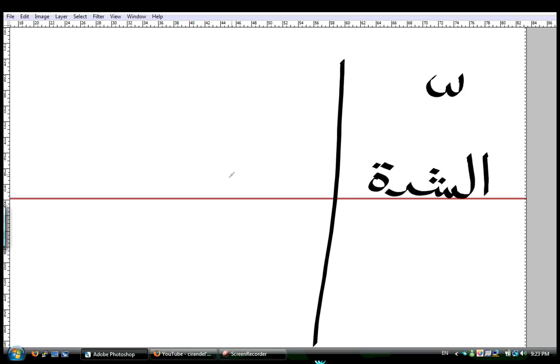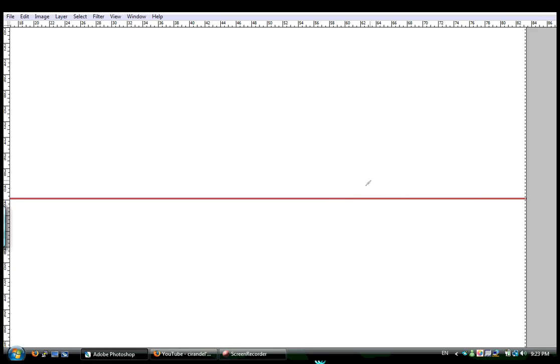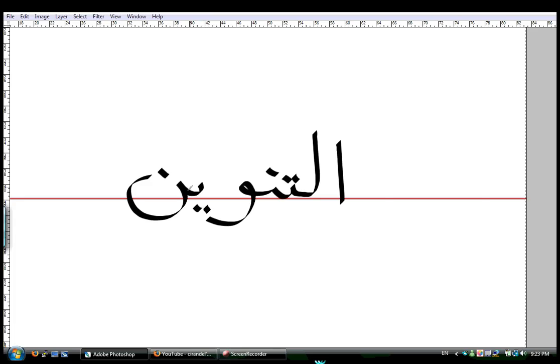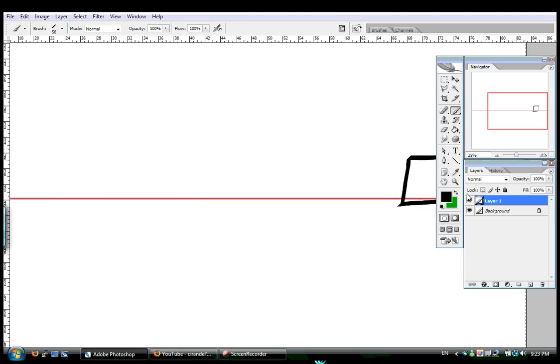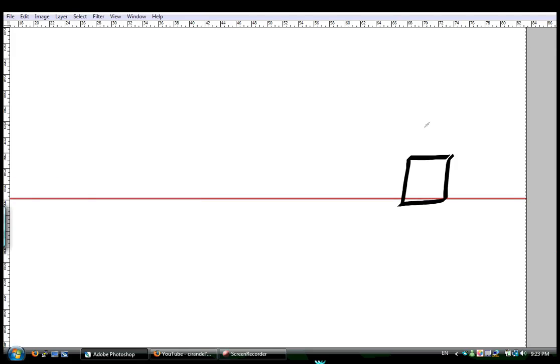Now, today's lesson is something called at-tanween. So, what is al-tanween? Basically, how does it look like? Well, we will have a letter, and a tanween looks like that. It's either double fatha or double dhamma or double kasra. So this is how a tanween looks like.